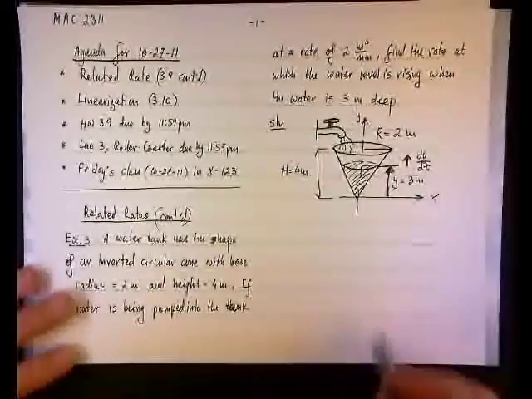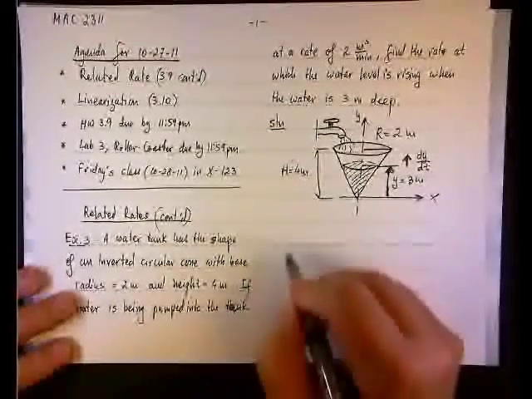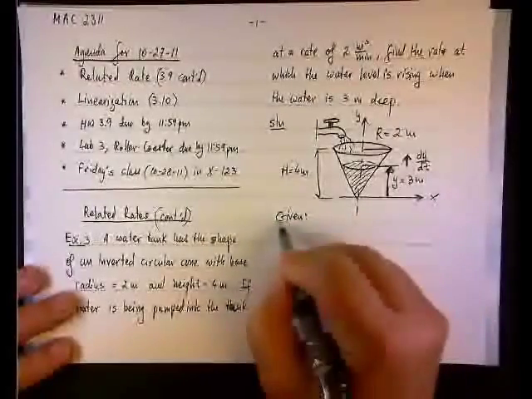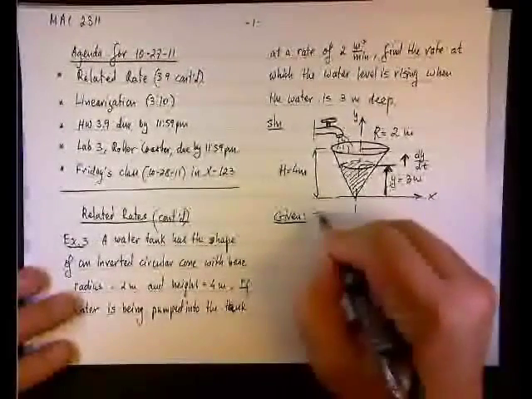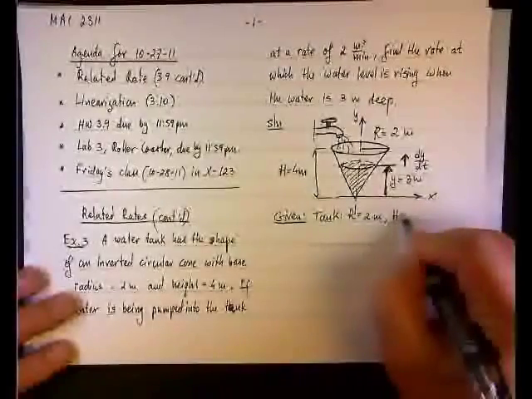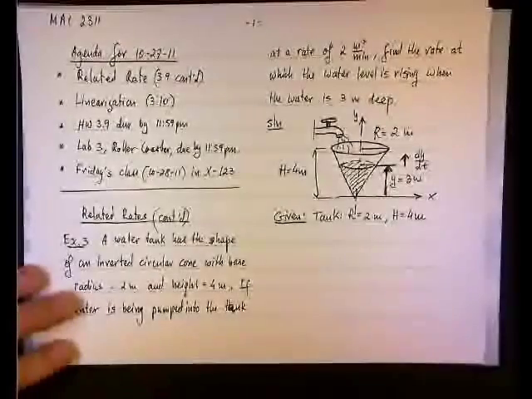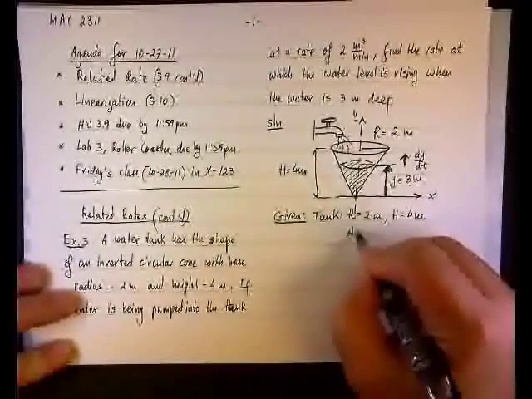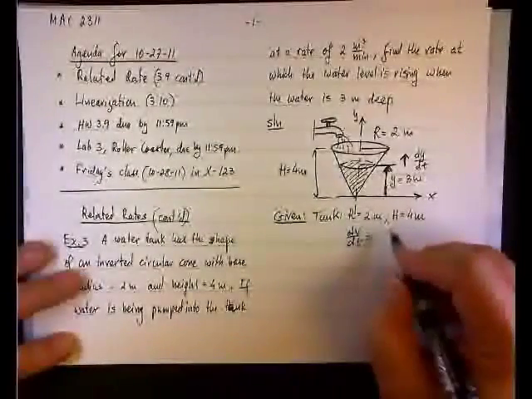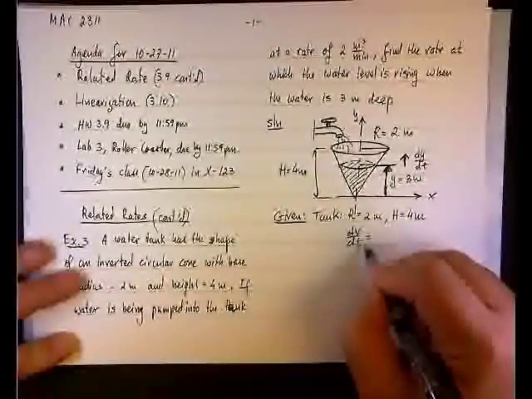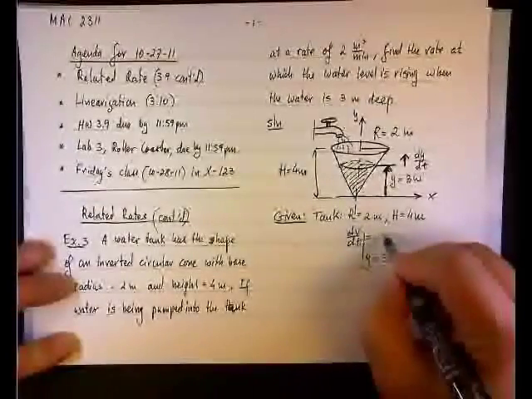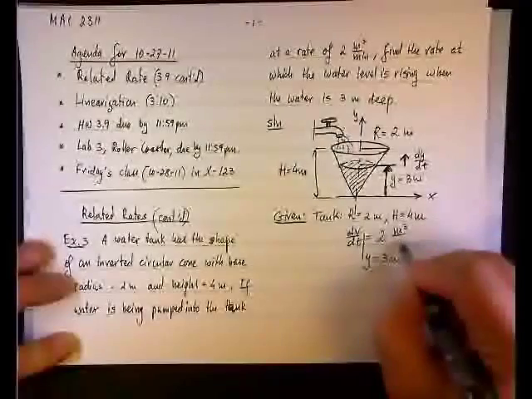So, time to write what we know. So this will be our given. So what is given to us? The physical dimension. Okay? So we know that as far as the tank is concerned, we have r equals 2 meter and h equals 4 meter. Also, we know that the pumping rate, we call it dV dt, is 2 cubic meter per minute. And we are in particular interested when y equals 3 meters. So we have 2 cubic meter per minute.